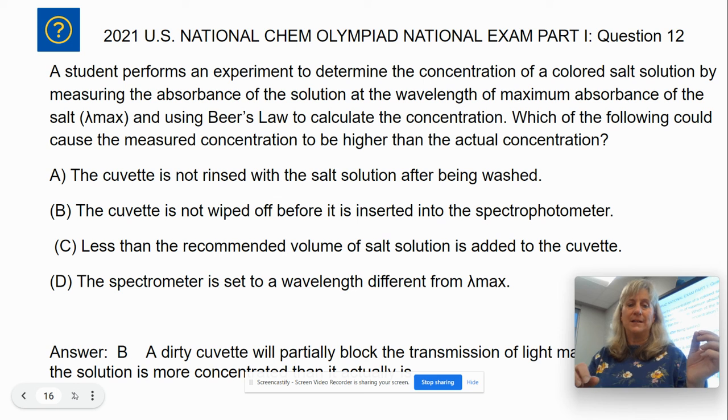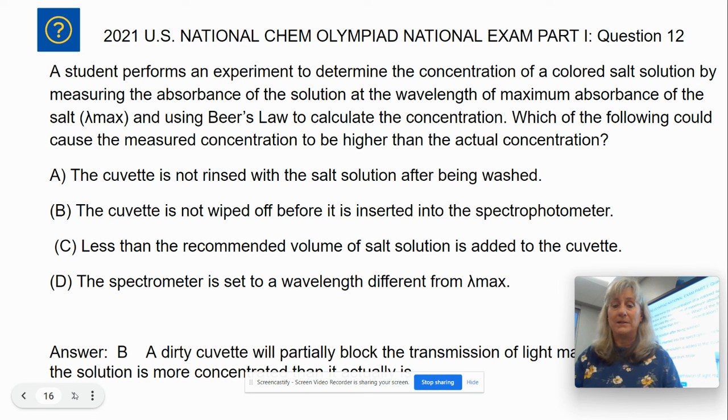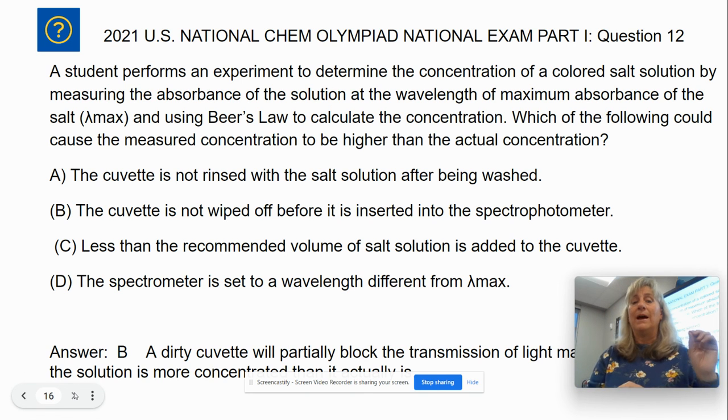C, less than the recommended volume of salt is added to the cuvette. Okay, that would also be lower. They wouldn't have as much in there. And D, the wavelength is set to a different than the maximum wavelength. So it would be at a wavelength where it wasn't absorbing as much light as the maximum wavelength. So again, that would be too low. So B is the only possible answer that would give a higher concentration.